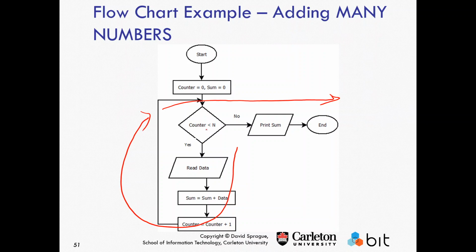Is the counter less than n? Yes. Okay, read in another number. Sum it up, increment the counter. I keep looping around until the counter is equal to n. Then that's no longer the case. It becomes a no. I then print out the sum, and I'm at the end. It is meant to be allowing you to visually scan or understand what your code is actually doing. It's extremely powerful, although it can get a little clunky.